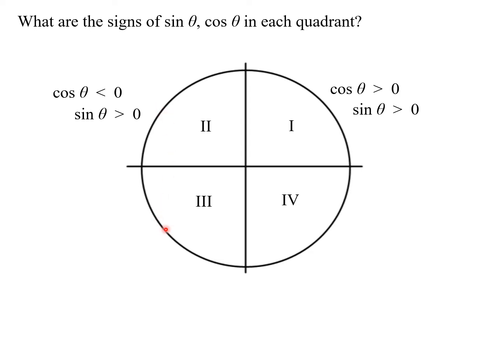In quadrant 3, both coordinates are negative, negative x, negative y. So both sines and cosines are negative. Remember, these are just the x and y coordinates. And in quadrant 4, the x coordinate is positive, the y coordinate is negative, so therefore the cosine is positive and the sine is negative.